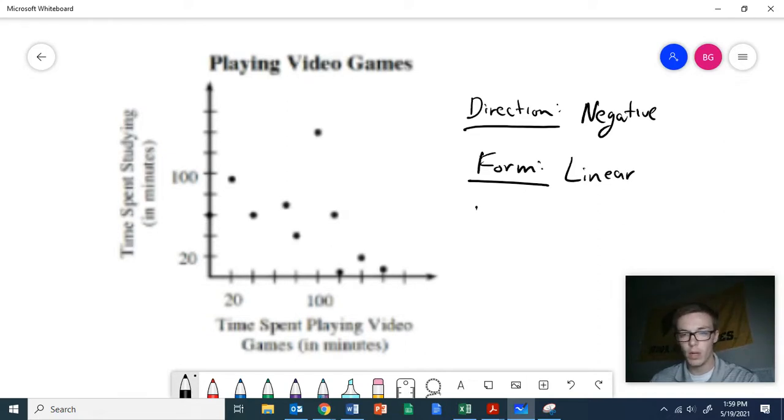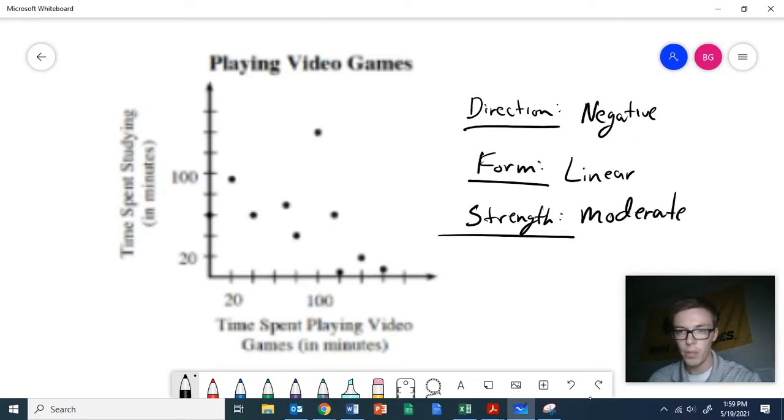What about our strength? Well, this strength here, I would consider moderate. They're pretty close to each other. They're not really scattered. If they were scattered, they'd take up a good chunk of the graph. So for that one, our strength would be moderate.